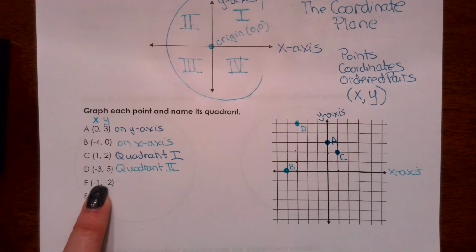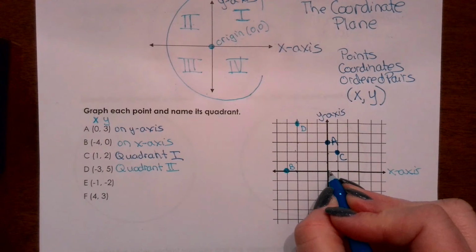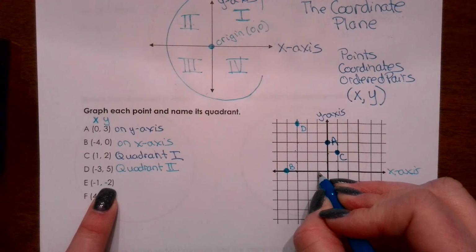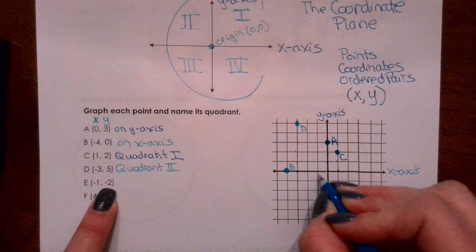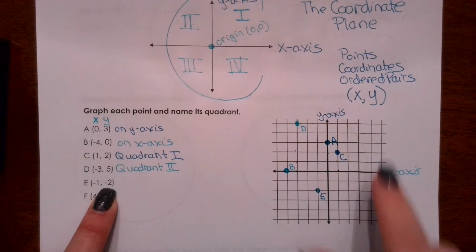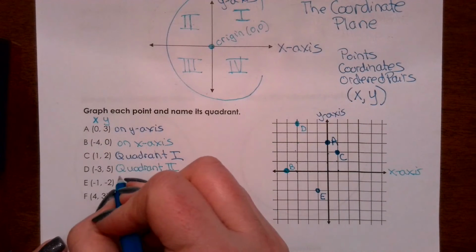Moving on to E, I start at the origin, and I've got a negative 1, so I'll go left 1. And negative 2, negative in my y coordinate, means I'm going to go down 1, 2. So E is over here, and that looks like it's in quadrant 3.